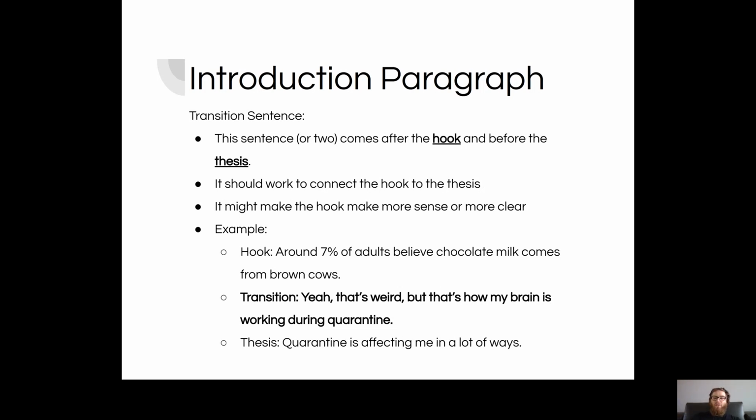An example hook that I said earlier is around 7% of adults believe chocolate milk comes from brown cows. And then the thesis that we're working with, this example thesis, is quarantine is affecting me in a lot of ways. That doesn't really go together until you get this transition sentence. The transition sentence says, yeah, that's weird, but that's how my brain is working during quarantine. So when you combine that hook with that transition sentence, it really makes the thesis stand out a little bit, and it makes everything more relatable.